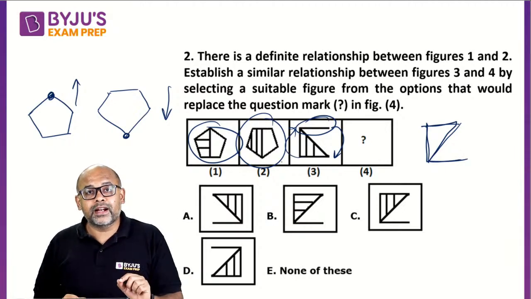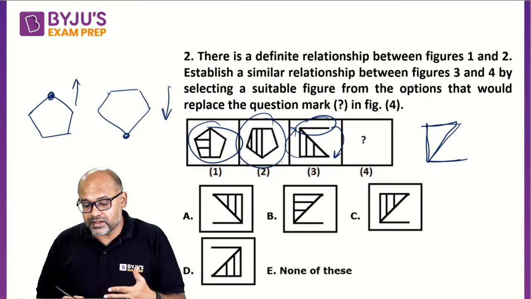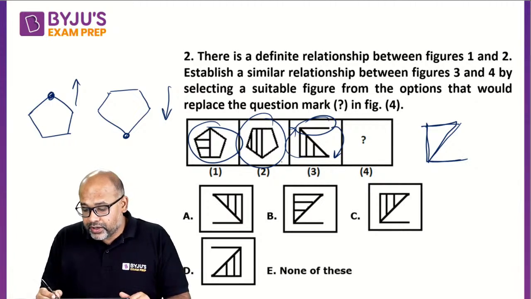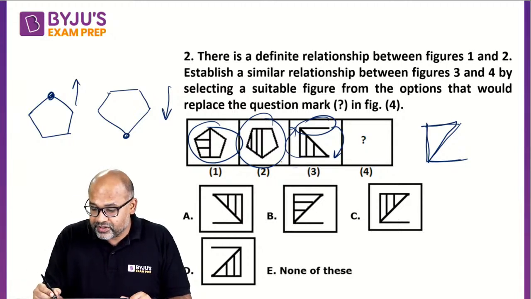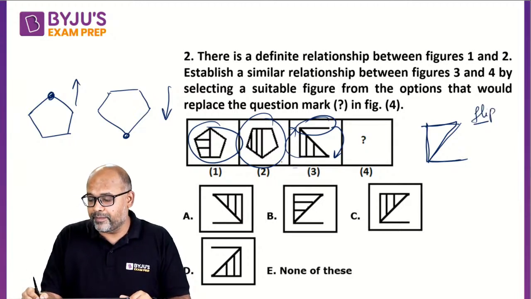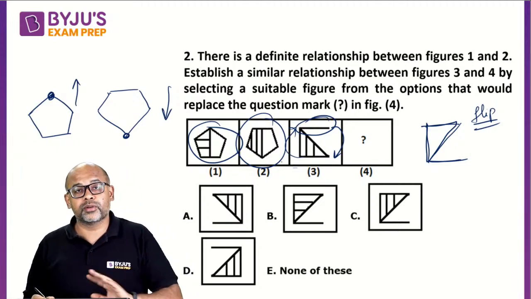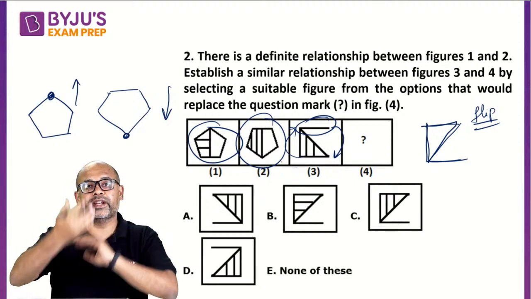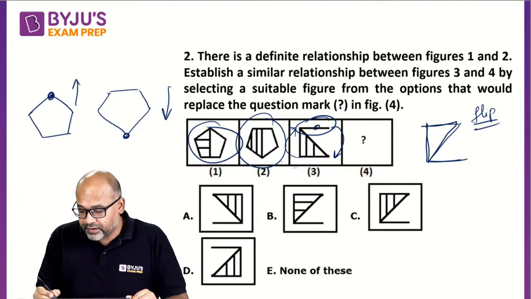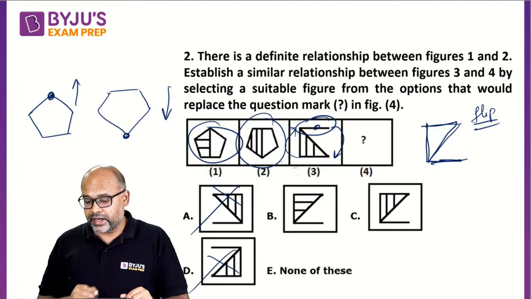The moment you get that, it's like taking a water image, right? What happens in a water image? Sorry, not a water image, mirror image. Okay, it's not a mirror image also, it's a flip. Mirror image is not correct because a mirror image will be different, or a water image will also be different. It's a flip. Flip means you are just twisting it upside down. So this is the upside one, which is coming at the bottom. So this is not correct, then this is not correct.